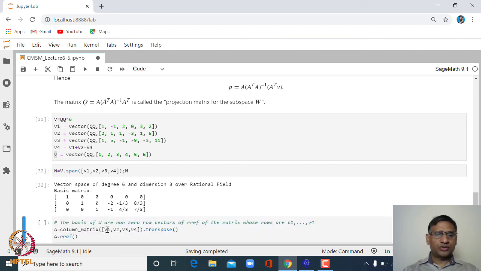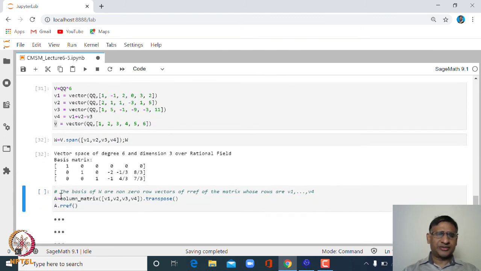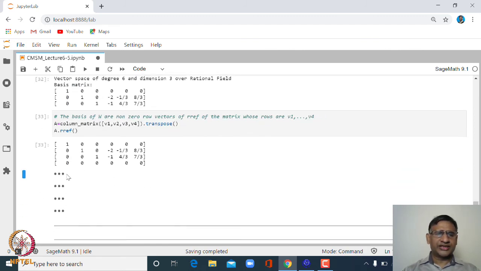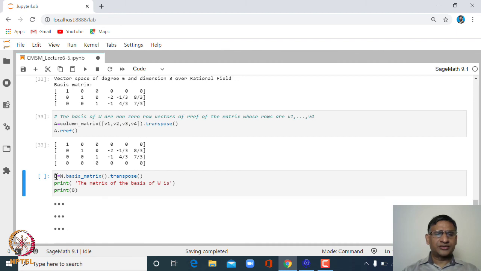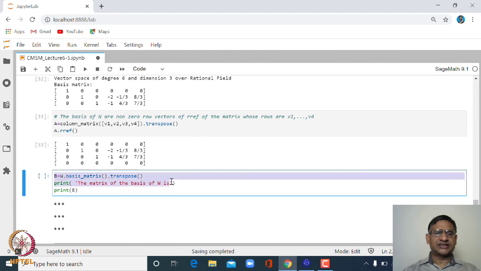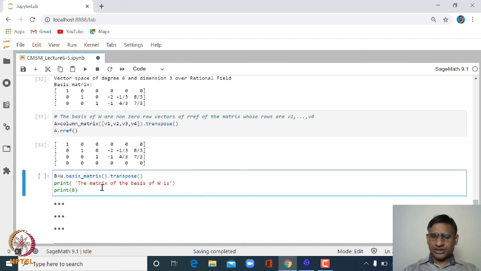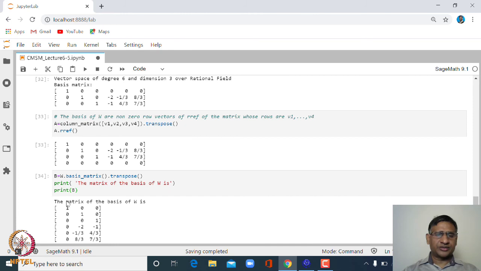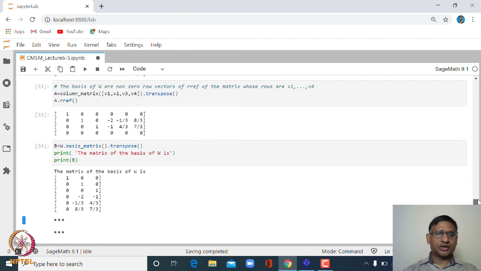Now, these can be obtained using RREF. This we have already done, so I am not going to get into this. Next, we define B to be the basis matrix of this and take the transpose of that, because we have to have a column matrix. So this B is nothing but the column of basis vectors of W.